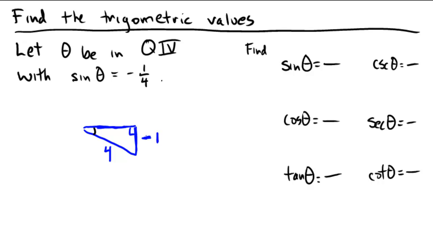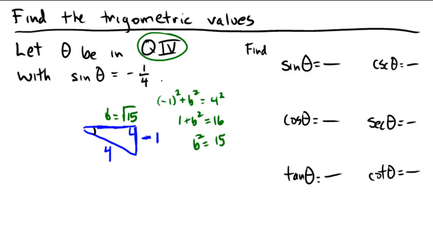Okay, now I need to figure out that missing side, the horizontal side, so we'll label it with a b, and say that a squared plus b squared must be equal to 4 squared. So 1 plus b squared is equal to 16, and therefore b squared must be equal to 15. So the b over here is going to be radical 15. Notice it's positive because it is moving to the right, but you always have to think about which quadrant you're in to determine that. Quadrant 4 would be positive x, negative y.